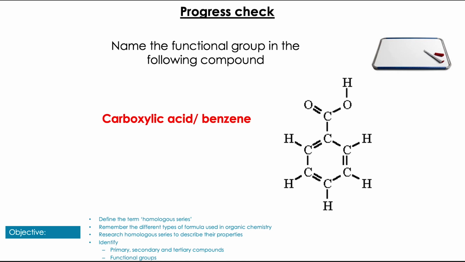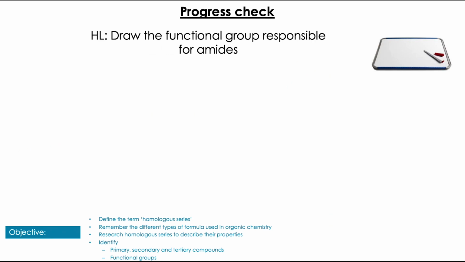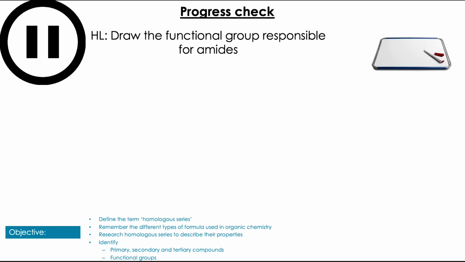and pop them up. So hopefully you're able to see the carboxylic acid group at the top, the COOH group, and of course now we've got alternate single double bonds, so we also have the benzene ring, making this an aromatic compound. So for HL students, I want you to draw the functional group responsible for amides. Pause the video.